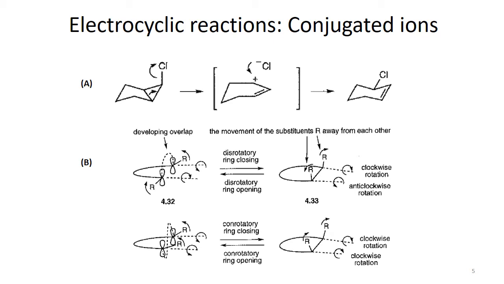So in the second figure you can see that there are two figures. In the first figure we say that disrotatory ring closing or disrotatory ring opening is happening, and in the other case conrotatory ring opening or ring closing is happening. We know that for disrotatory and conrotatory we have selection rules for where disrotatory ring closing will happen and where conrotation will take place.